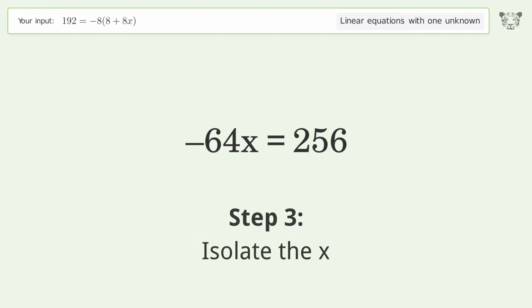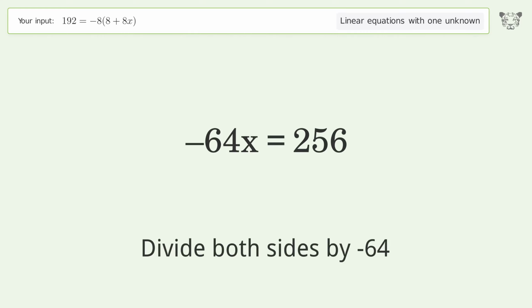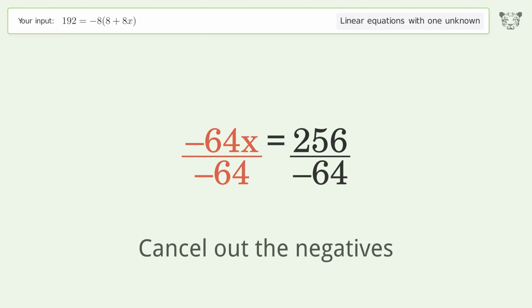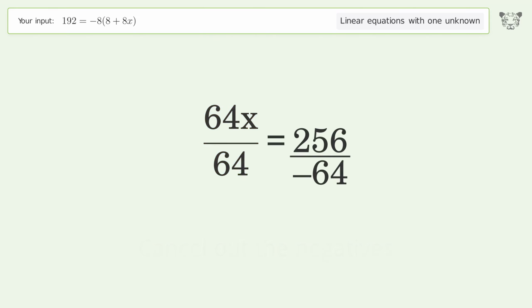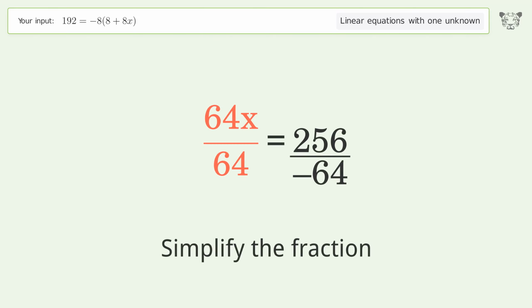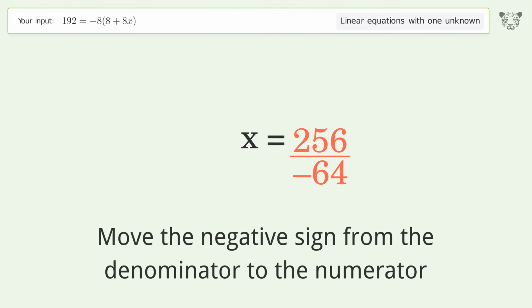Isolate the x. Divide both sides by -64. Cancel out the negatives. Simplify the fraction. Move the negative sign from the denominator to the numerator.